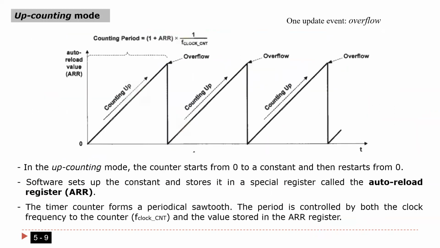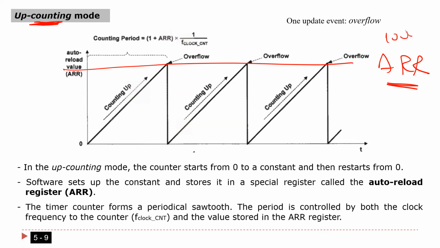Also, I told you that you can ask the counter to do up counting. This is something you can program. In up counting, as you see here, the counter counts from 0 until a certain value. This value is stored in a register, which we call ARR, or auto reload value. For example, if I put 1000 in ARR, it is going to count from 0 until 1000, then come back to 0, count to 1000, 0 again, and so on. This is how it works.